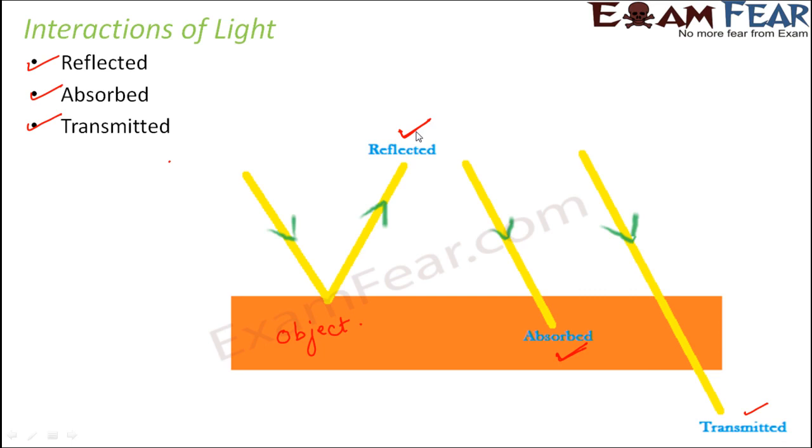Now, what decides the interaction of light? How do we know how light is going to behave with a particular type of object? That completely depends upon the nature of the material of the object. It also depends on the nature of the medium through which the light travels, whether light is traveling through air, through water, or any other medium. So the type of medium and the type of material of the object decide how light will interact with a particular object.